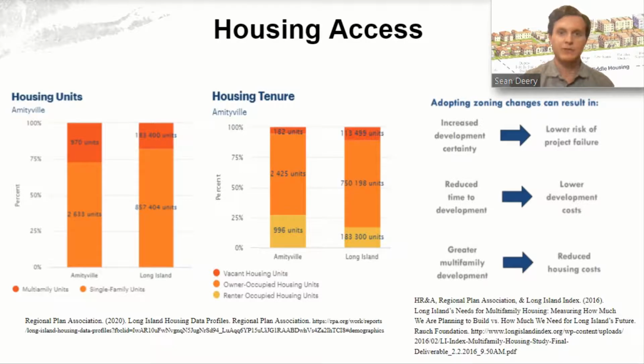As you can see in the charts on the left, 27% of Amityville's housing stock are multifamily housing units, and 73% are single-family homes, compared to Long Island's average of 18% multifamily housing and 82% single-family homes. Every income bracket above $35,000 a year in Amityville reported lower housing cost burdens than their average Long Island counterparts.